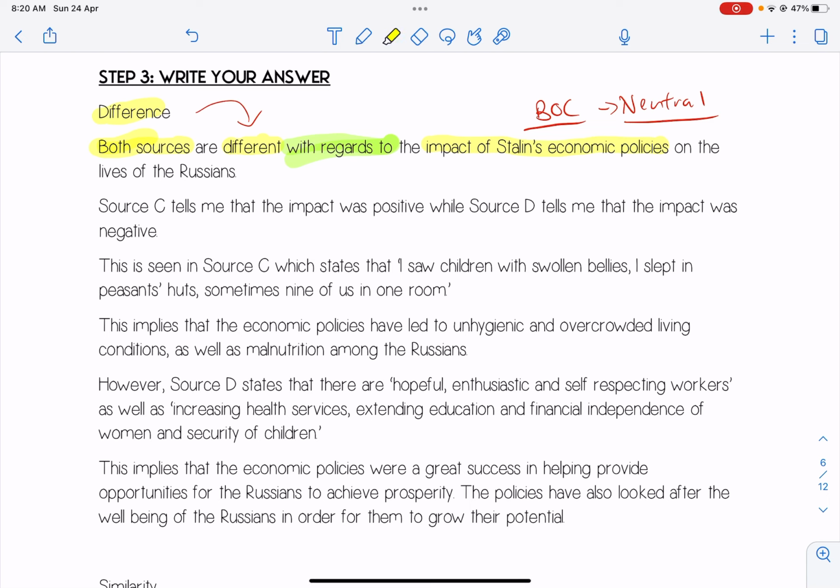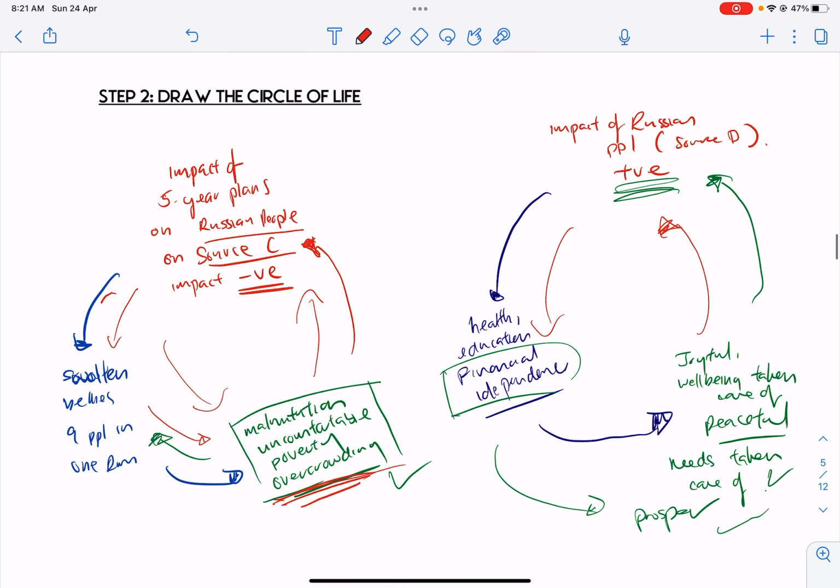So now I go on to the specific source. C tells me impact was positive, whereas D tells me impact, so I'm talking about the same BOC. Can you see? Same BOC. D tells me impact, now I write negative. After that, all I need to do now is just my evidence and explain. So here's my evidence, children's swollen bellies, and then I explain here: implies that policies have led to unhygienic conditions, overcrowding, malnutrition. This is all that I wrote in my last part of my circle of life over here.